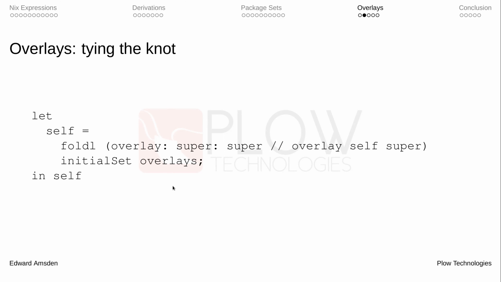So what's going on here is that if we're applying each overlay from a list of overlays, each overlay takes 2 arguments, which we call self and super. The first argument, self, is the result of this whole fold. So it's a reference to the set that we get by applying all the overlays. The second one is the result of applying all overlays prior to this one in the list, or actually probably after this one, since it's a fold.